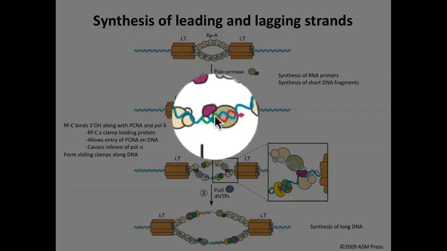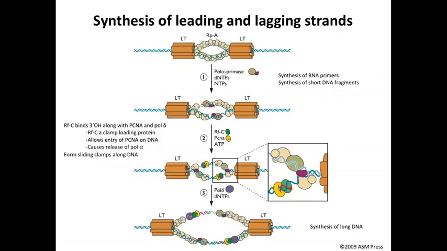Now, of course, these are the leading strands. These are the first strands to be replicated, and synthesis is going to be in a 5' to 3' direction on both strands of the replication bubble. So you get RNA primers in green, then short DNA fragments, those are in red, and those are made by polymerase alpha. Next, we have a couple of other proteins binding, and these are called RFC, replication factor C, and PCNA.